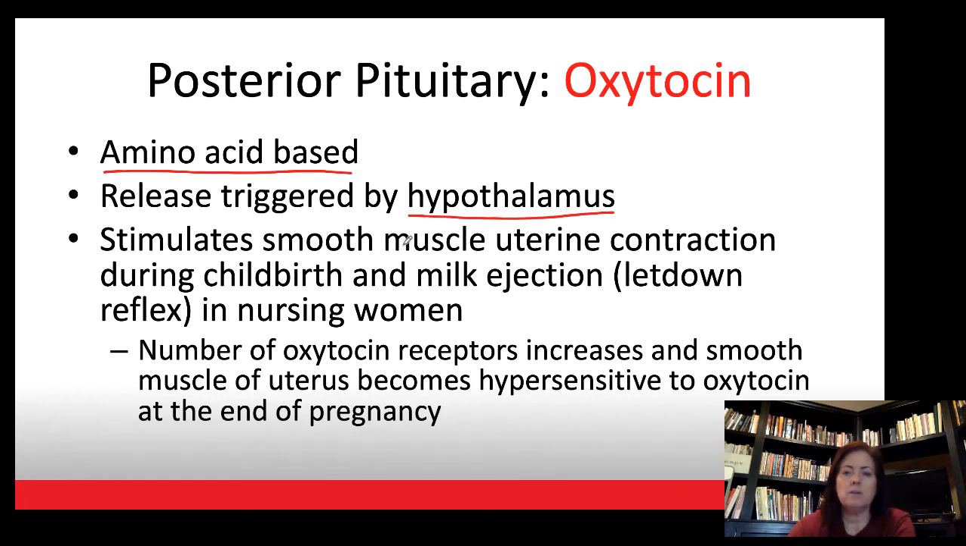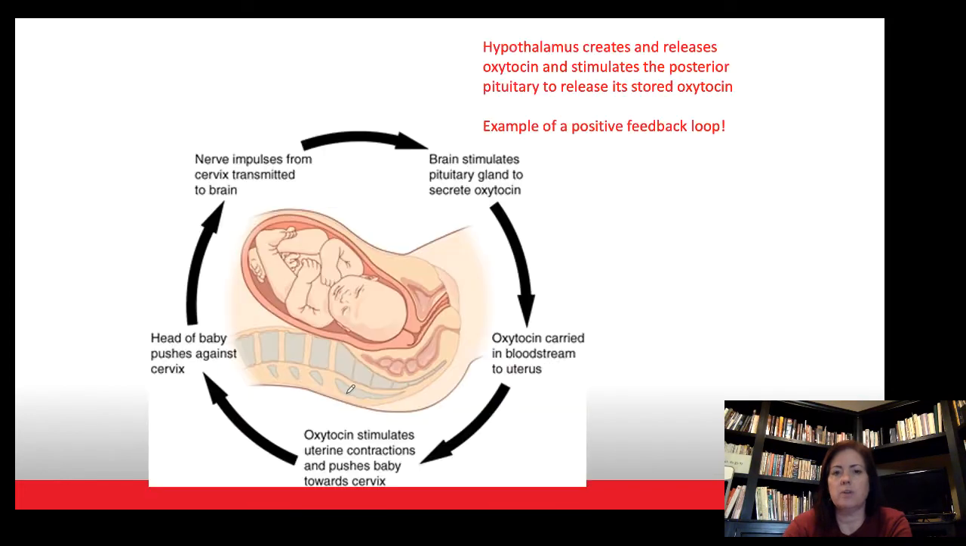And we see oxytocin's effects are to stimulate smooth muscle, uterine contractions during childbirth. And then also, if you're a new mother and you're nursing, it's going to stimulate ejection of milk, otherwise known as the letdown reflex in new mothers. One of the changes that we see here is an increase in the number of oxytocin receptors in the uterus at the end of pregnancy. And so this helps facilitate oxytocin's effect during childbirth.